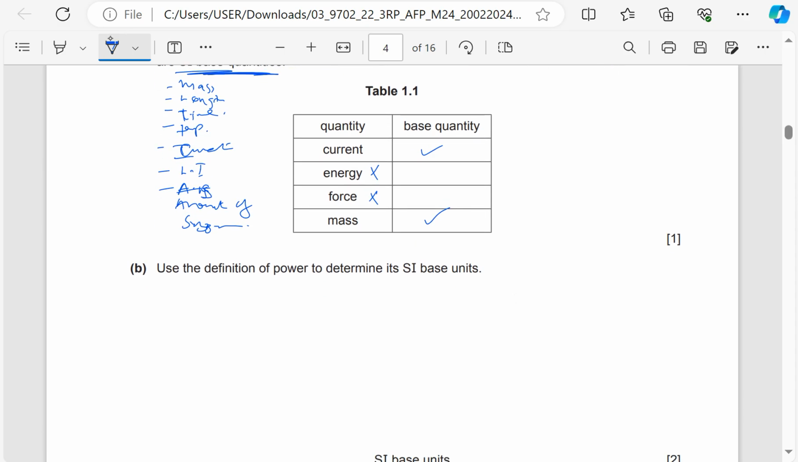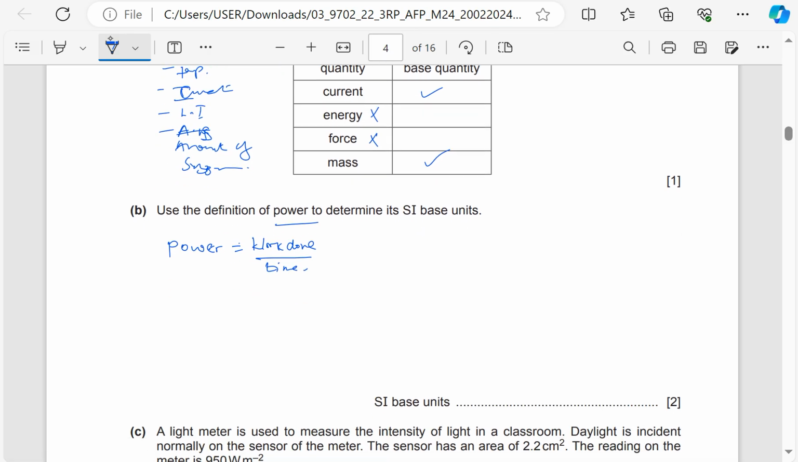Use the definition of power to determine its SI base units. First of all, we write the definition of power. Power is equal to the work done divided by the time taken. That means this is going to be the force times distance, that is work done, then divide by the time t.